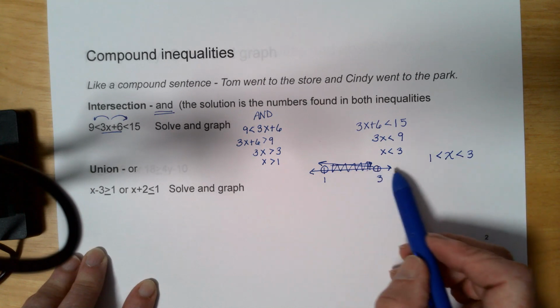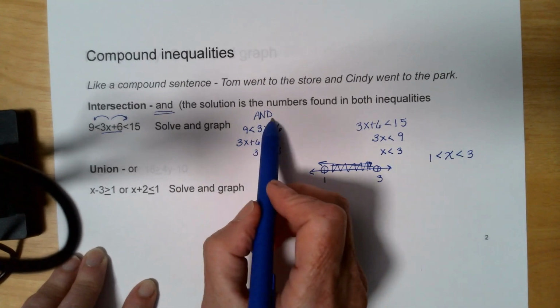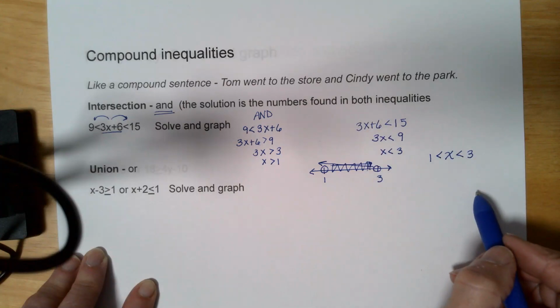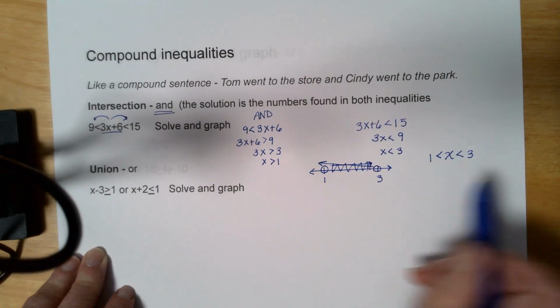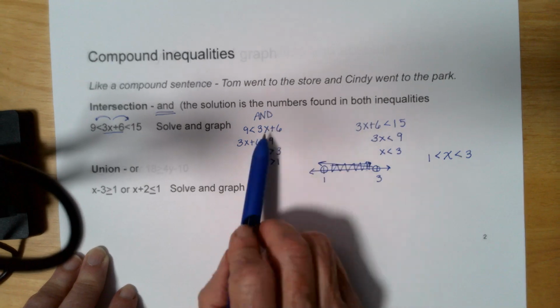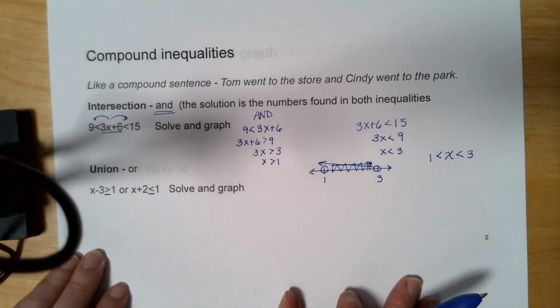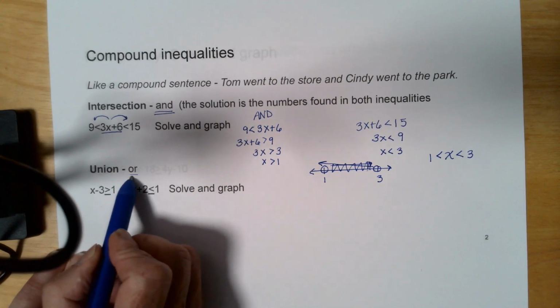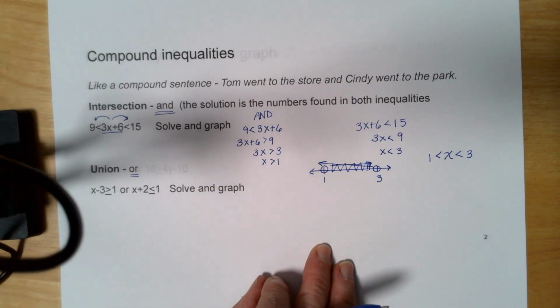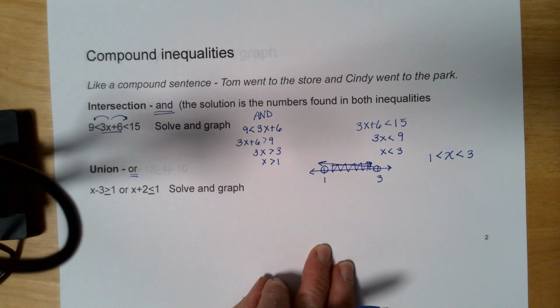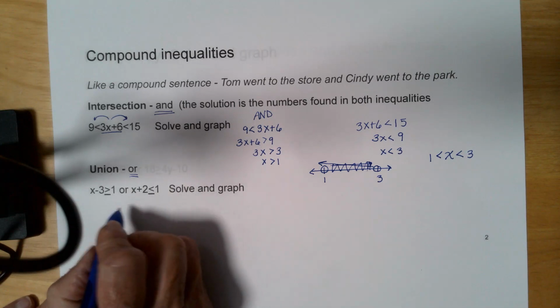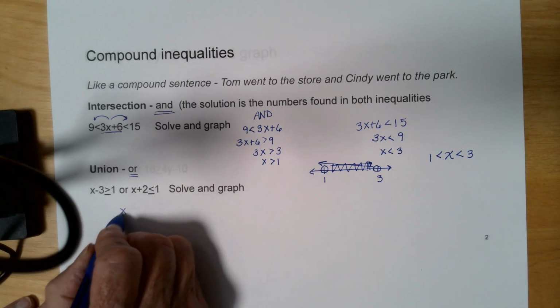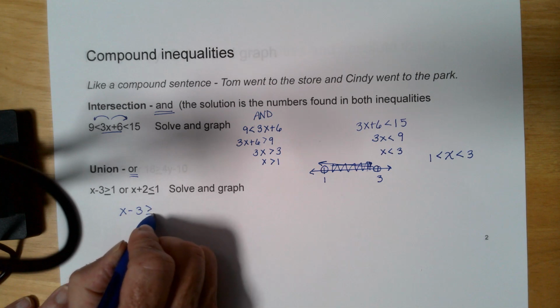If they didn't have anything in common, because it's an and sentence, I would put an empty set, but I am looking for the numbers that are in both this inequality and this inequality. The other type of compound sentence you have is called a union, and that has to do with or. If your mom said you can clean your room or take out the trash, then doing either one of those things would be considered obedience. So I have my two sentences here, separated by the or statement.